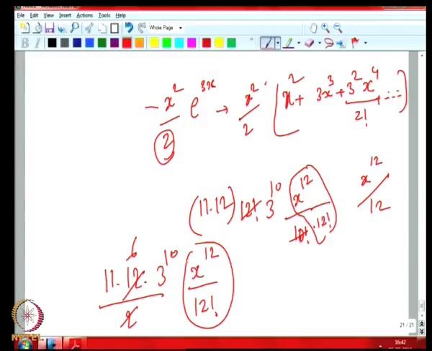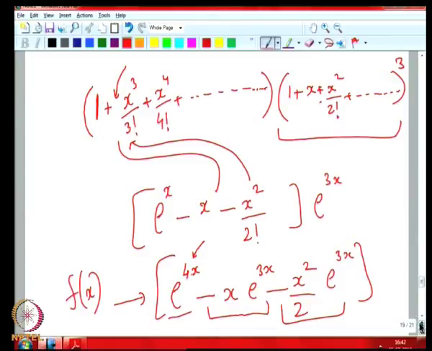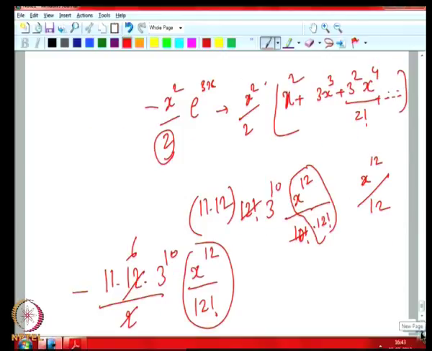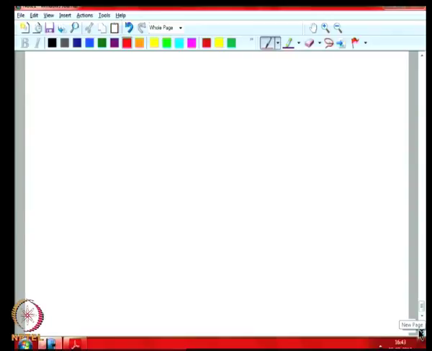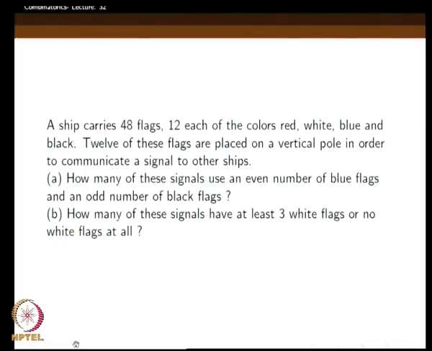Now adding the contribution from each of these terms, we will get the final answer. I am not really evaluating the final answer, it does not matter, we just wanted to illustrate how we can pull out the coefficient from each of these terms. Now, that is it about this.